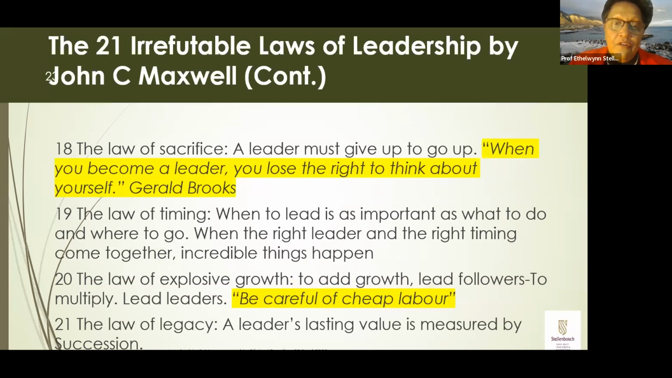Then the 18th one, the law of sacrifice. Now, really, a leader must give up to go up. And I quote, "When you become a leader, you lose the right to think about yourself." When you become a leader, you lose the right to think about yourself. You continue just working and doing things and sacrificing time.